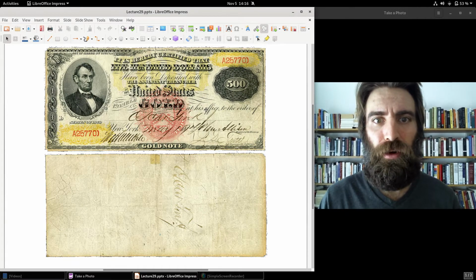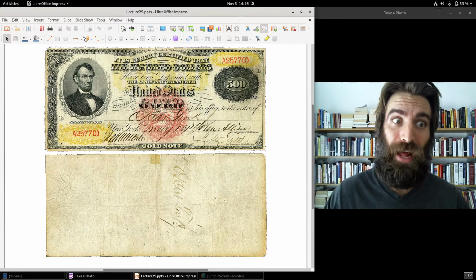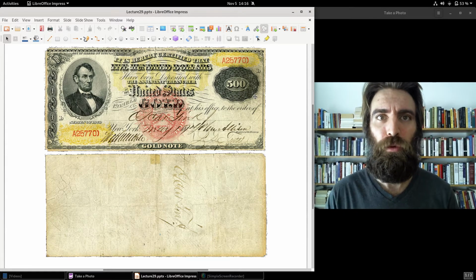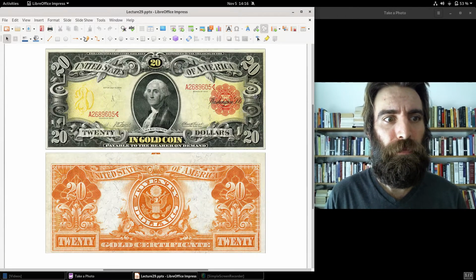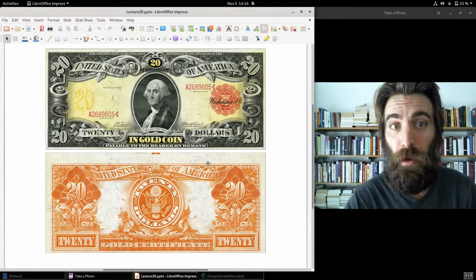And they were somewhere in lesser amounts. There's a $500. $500 back then was a lot. That was probably about what an average family would make in 6 months. So there's a smaller one. This would be so you did have smaller denominations.